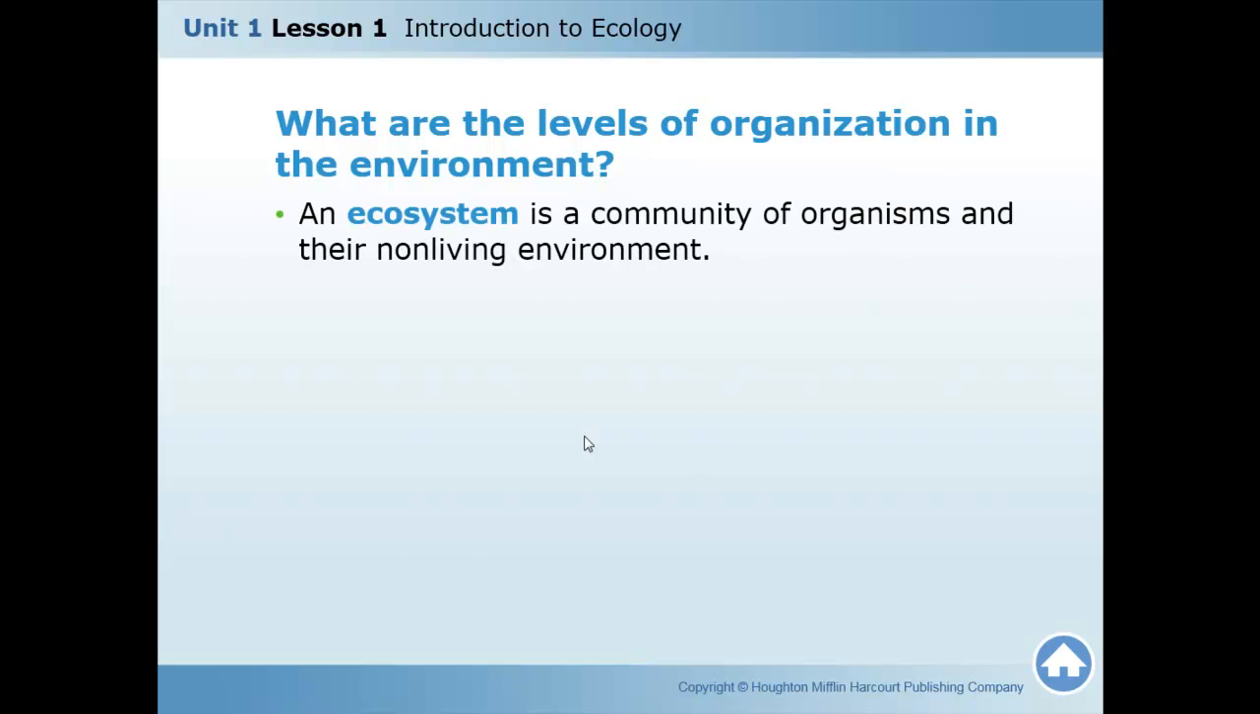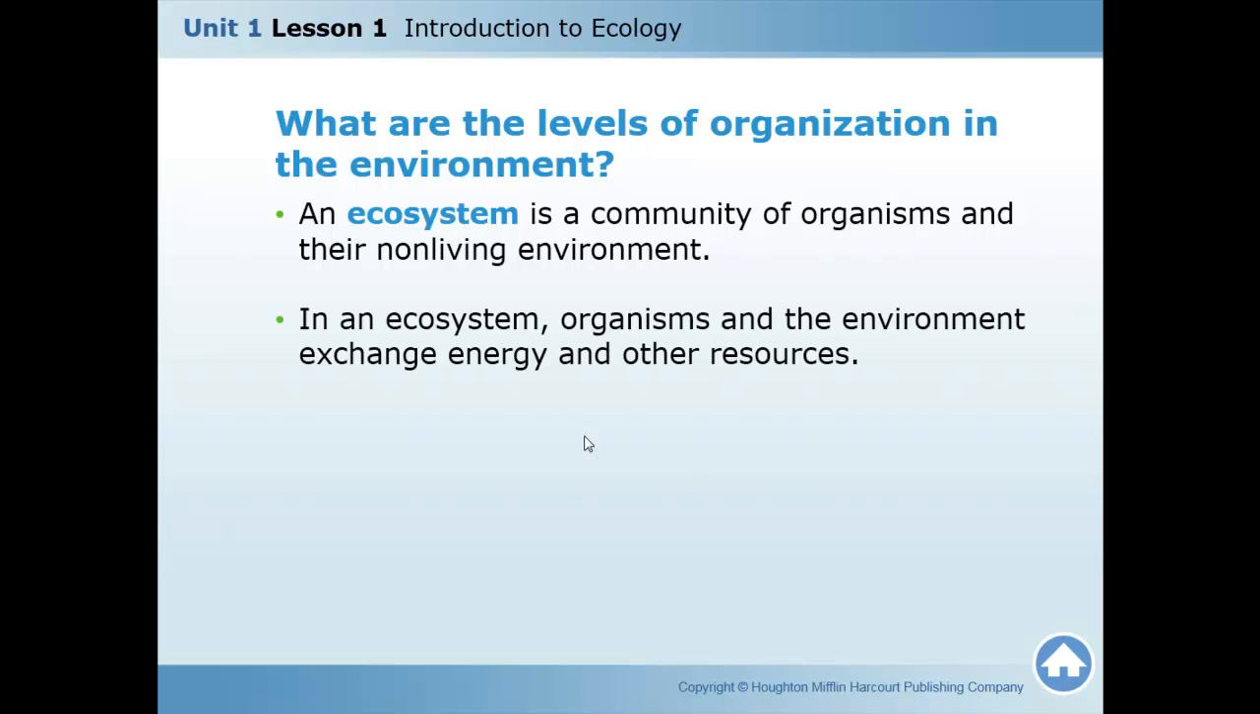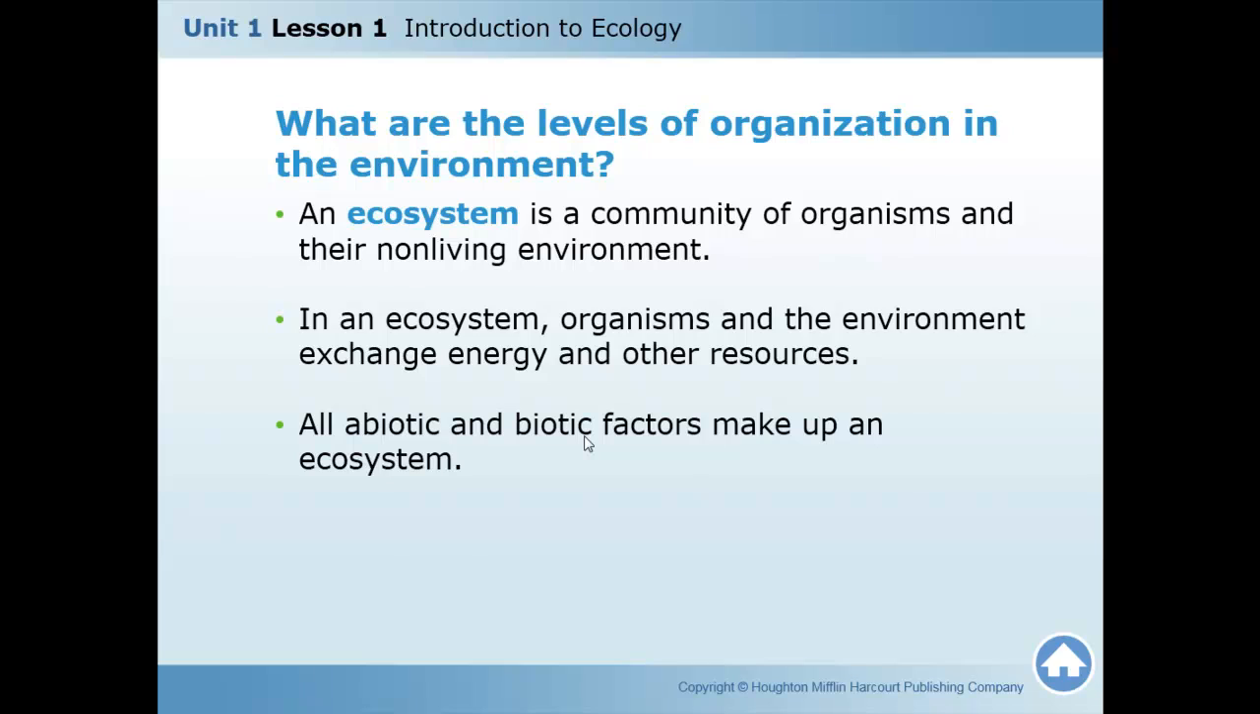Ecosystem. What is the meaning of the ecosystem? It's a community of organisms and their non-living environments. Okay? So, ecosystem, it's the place which includes living organisms and non-living things in the environment. In an ecosystem, organisms and the environment exchange energy and other resources. All biotic factors and abiotic factors make up an ecosystem. So when I ask you, ecosystem consists of what? You will say living organisms and non-living things, or biotic factors and abiotic factors.